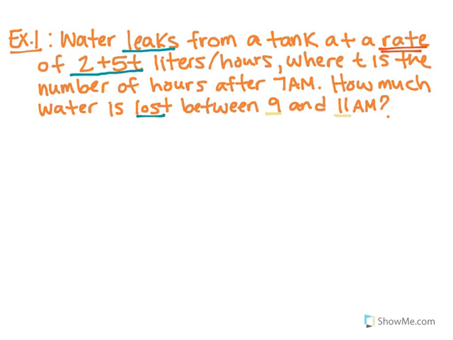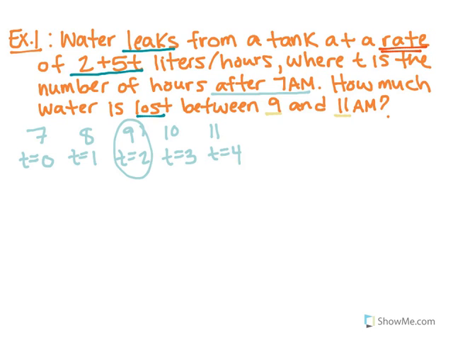However, there's something really sneaky in here. It's saying that all of this is occurring after 7 a.m. Which means, if I make a little table here, that when it's 7 a.m., that's when t is equal to 0. Okay, so I'm not going to use 9 and 11 in my integral. 8 is t equals 1. 9 is actually t equals 2. 10 is t equals 3. And 11 is t equals 4. So the two numbers that we're actually going to need are t equals 2 and t equals 4.